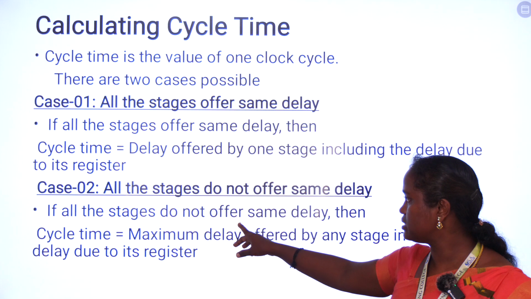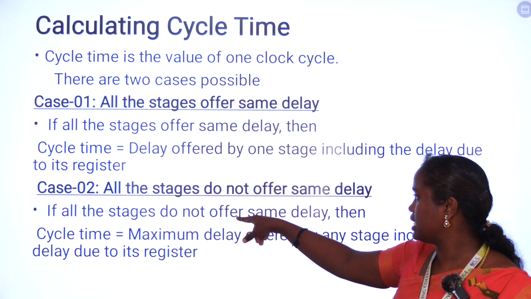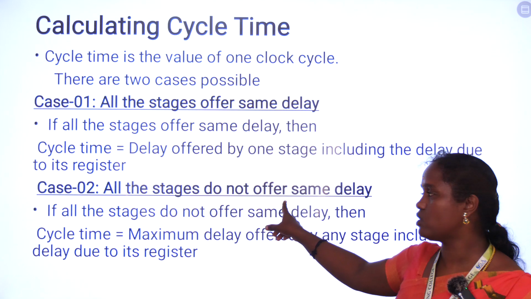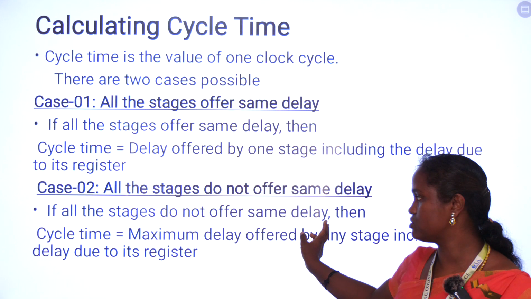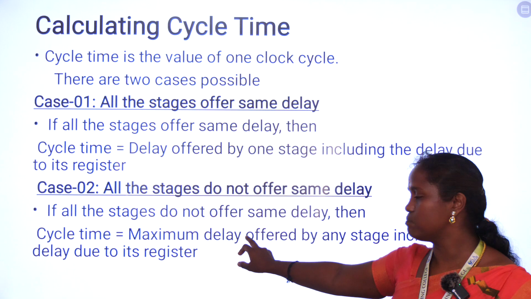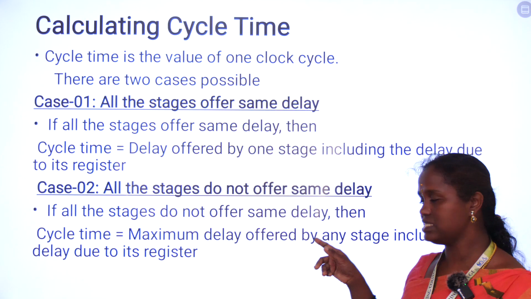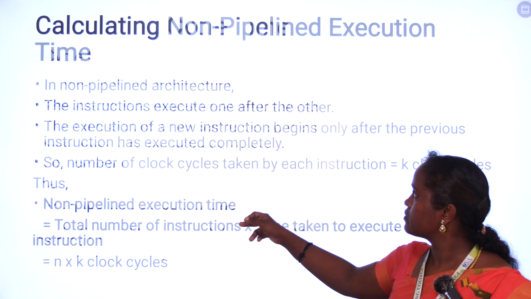And how to calculate when we talk about case 2? In case 2, all the stages do not offer the same delay. So if all the stages do not offer the same delay, we have to calculate the cycle time like this: the maximum delay offered by any stage including the delay due to its register.